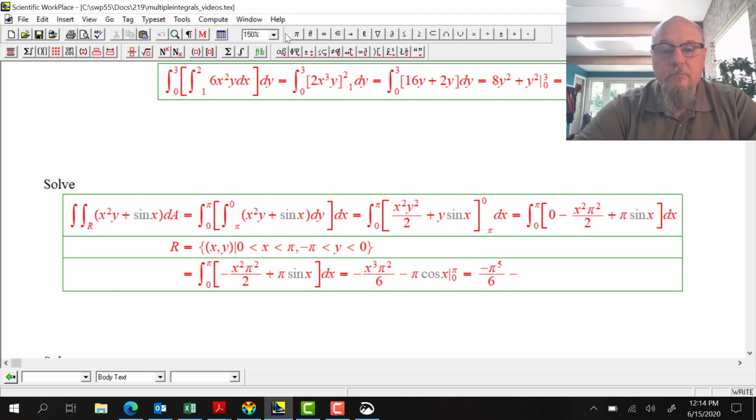Minus pi. Cos of pi is minus 1, so that's going to make this a plus. Minus, when I plug 0 in, this piece is 0, but cos of 0 is 1, so minus a minus pi, this becomes another plus pi. Whole answer is minus pi to the 5th over 6 plus 2 pi. Let's just clean that up.